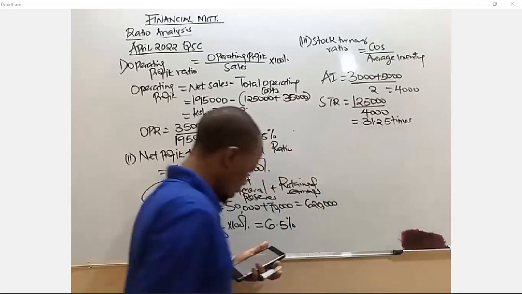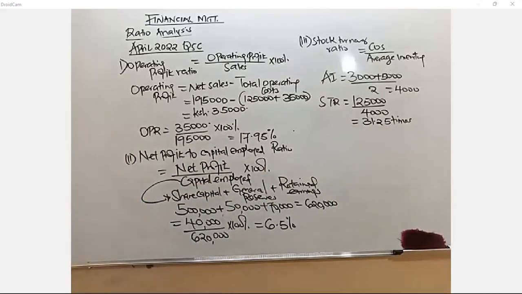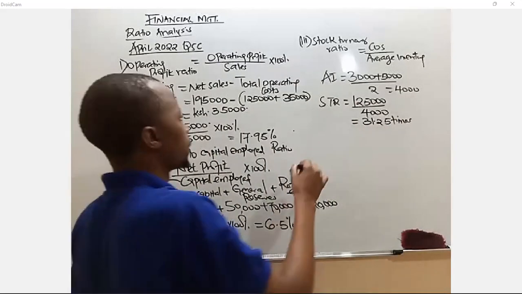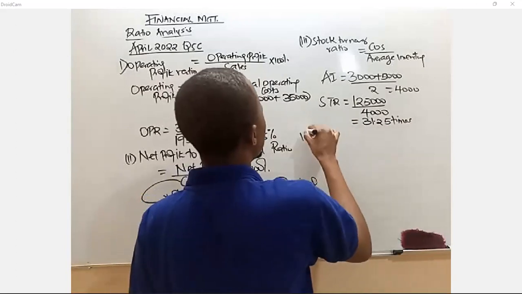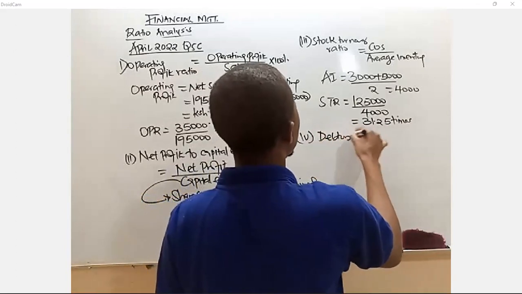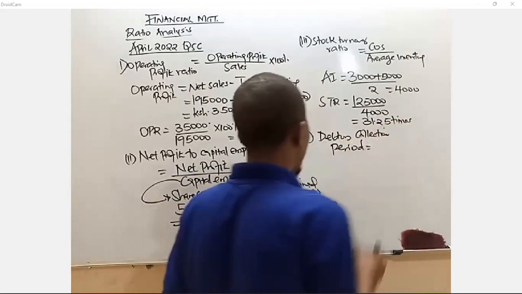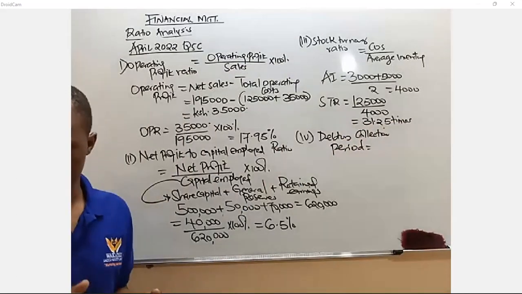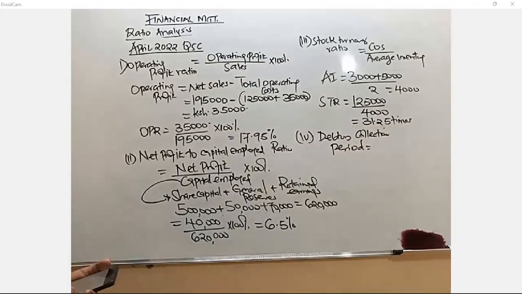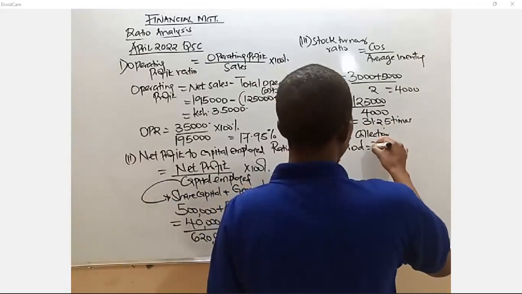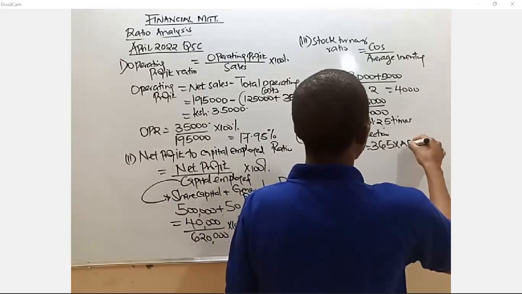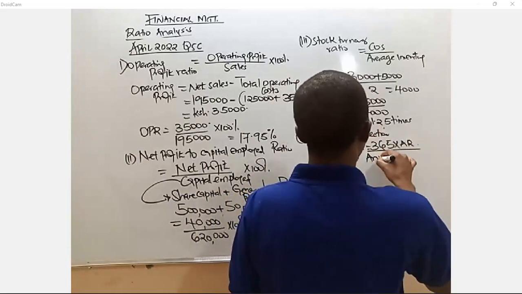Let us proceed. We have requirement number 4, where we are discussing debtors collection periods. How much is our debtors collection period? We said we have to be looking at days. For example, in my question here, let me make an assumption of days. I will take 365 days times average receivables, divided by annual credit sales.